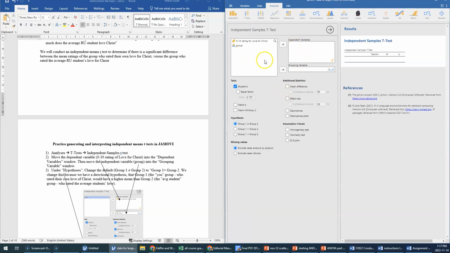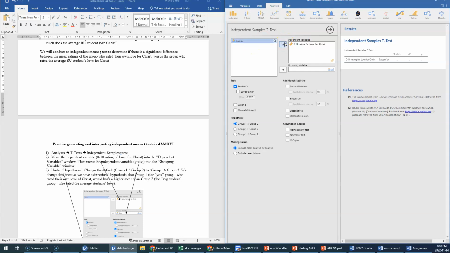And here we move the rating into the dependent variables window, right? This is the dependent variable. It's the variable that we're interested in looking at the mean differences between. So that's always known as the dependent variable. The grouping variable is the group or the condition that each person was in. It's how the ratings are split up. So group goes in grouping variable.